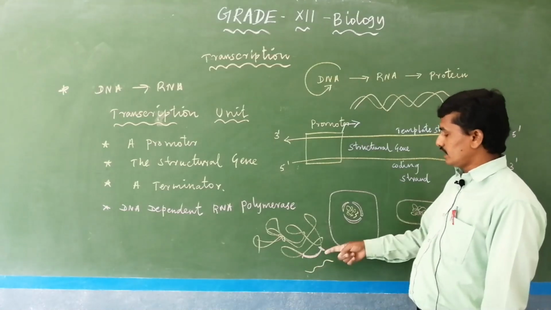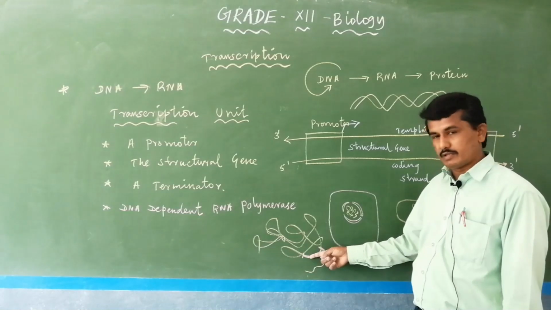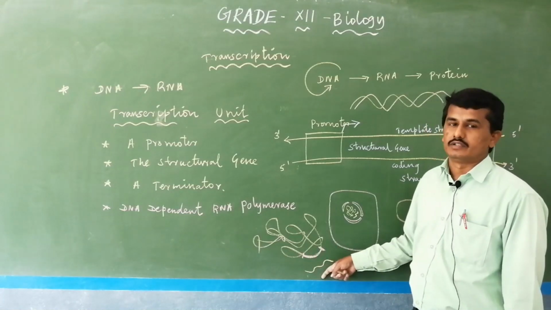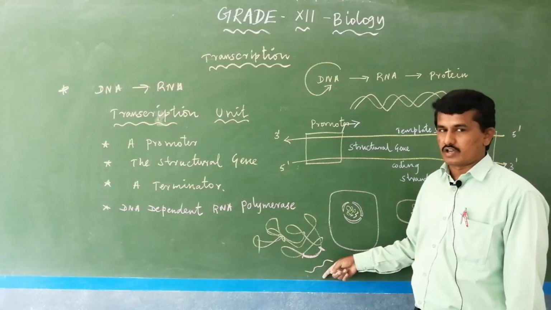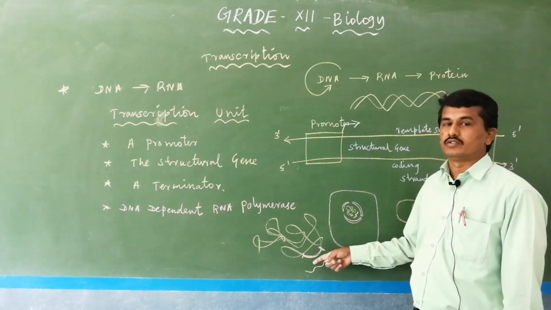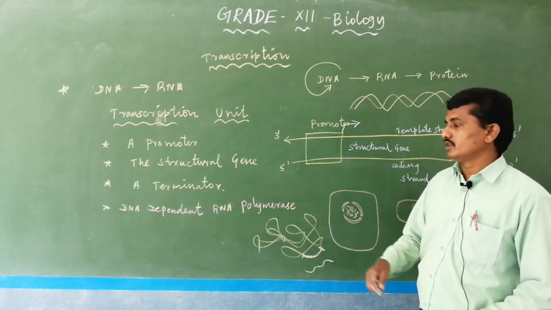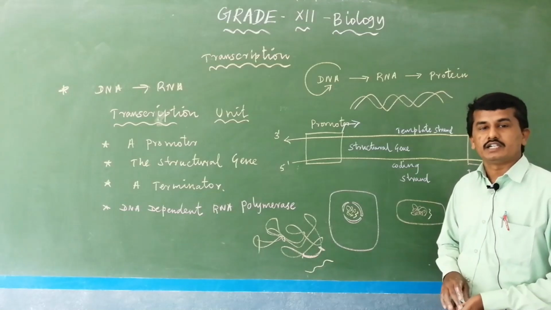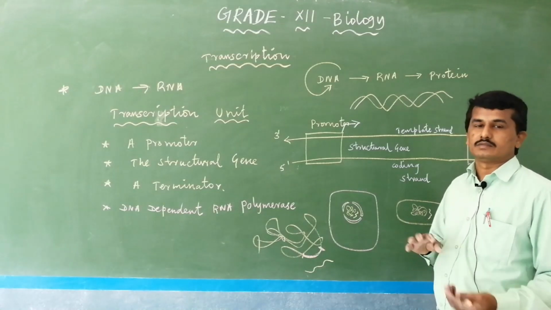From the DNA, with the use of DNA dependent RNA polymerase, RNA is formed depending on the DNA. So the enzyme which is important for the formation of RNA depending on DNA is DNA dependent RNA polymerase. It polymerizes RNA from the DNA.